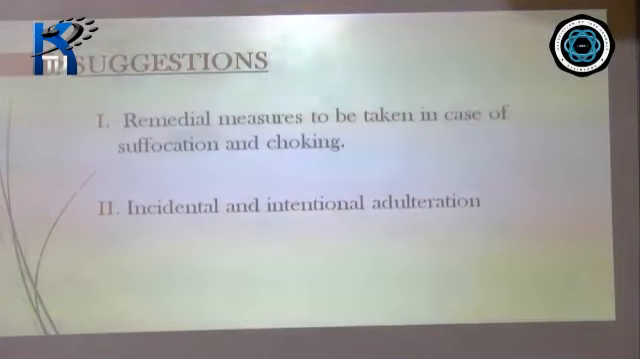My suggestions for this chapter would be: remedial measures to be taken in case of suffocation and choking in children, incidental and intentional adulteration. So please pay attention to these topics included in this point.